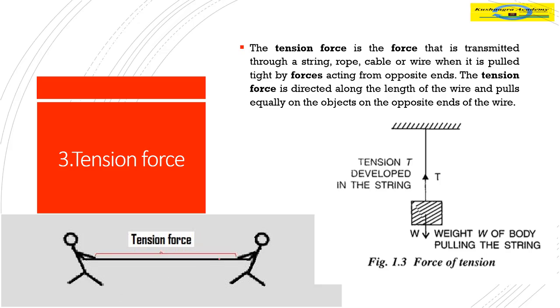Now, look at the string at this point. Generally, we treat the string to be massless. In that case, the tension at both ends is said to be the same, which is T. Similarly, in this example, there is a tight string. It has to be tight and pulled by forces acting from opposite ends. So the string is tight and the force that is holding this weight is the tension force of this string.